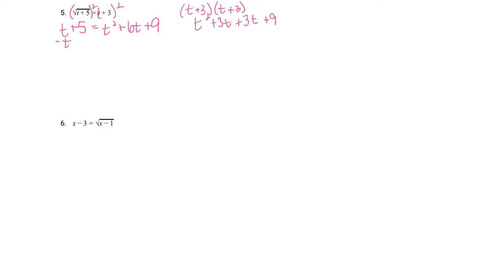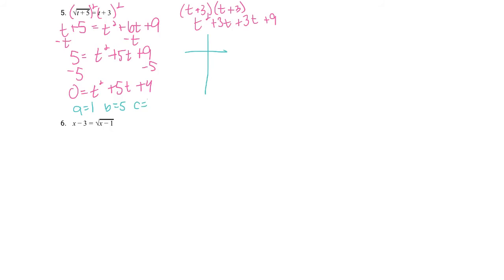Now we've got to get everything on one side. So subtract t. We've got 5 is t squared plus 5t plus 9. And subtract 5. We've got 0 equals t squared plus 5t plus 4. So this is a quadratic. I can't factor by grouping because there's only 3 terms. They don't have something in common where I can factor something out. So this is one of those where we're going to have to make our handy dandy little table, where A is 1, B is 5, and C is 4.